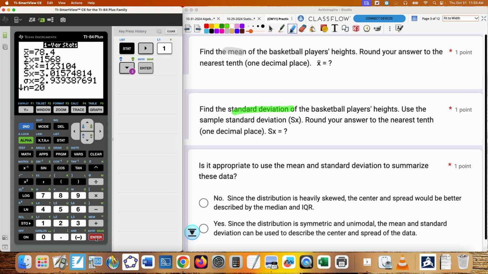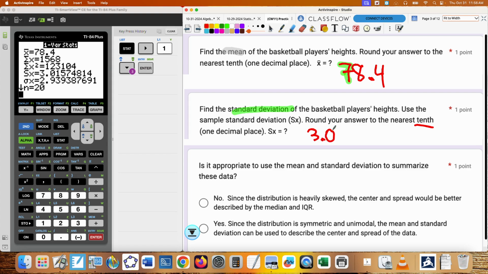You got it. That top X bar is your mean. So the mean is 78.4 inches. So that's the average basketball player height there, with a standard deviation of 3.01 inches. They say round to the nearest tenth, so I guess 3.0 inches.